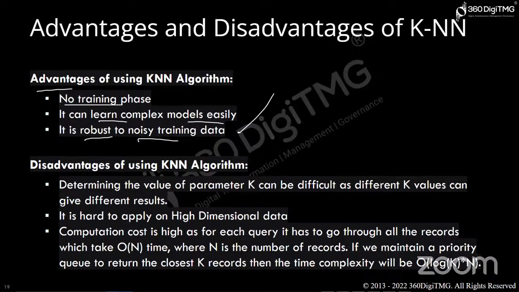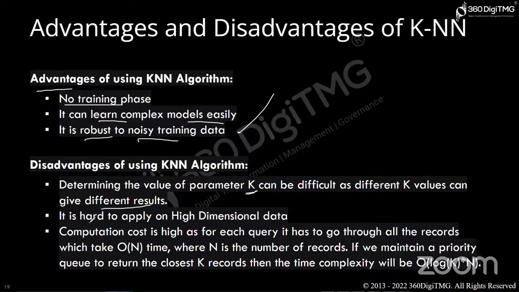But there are a few disadvantages also, like you will have to decide the number of k value. If this is not chosen correctly, your categorization will not be done correctly. Different k values will give you different results, so you must choose this k value very carefully.